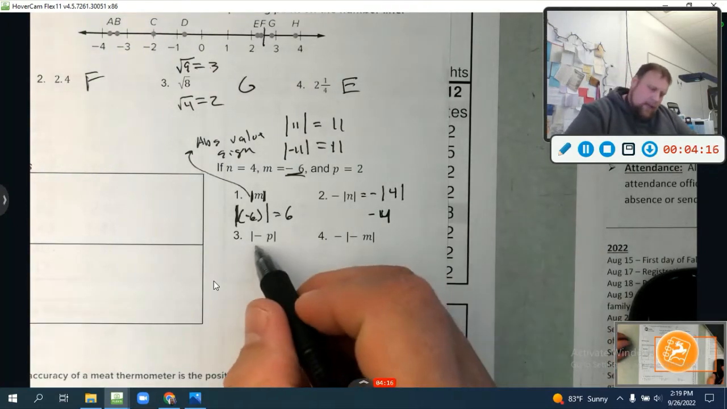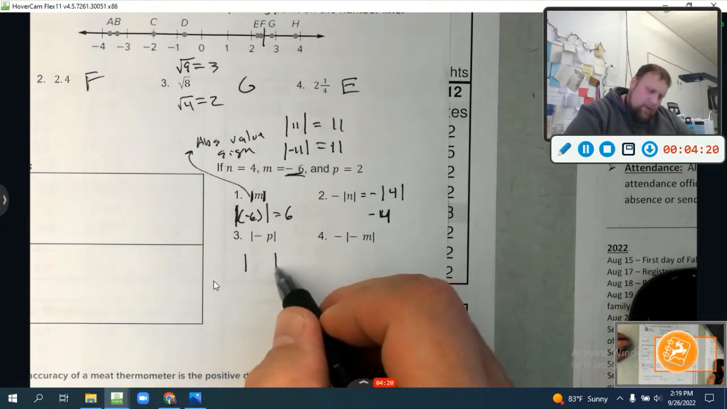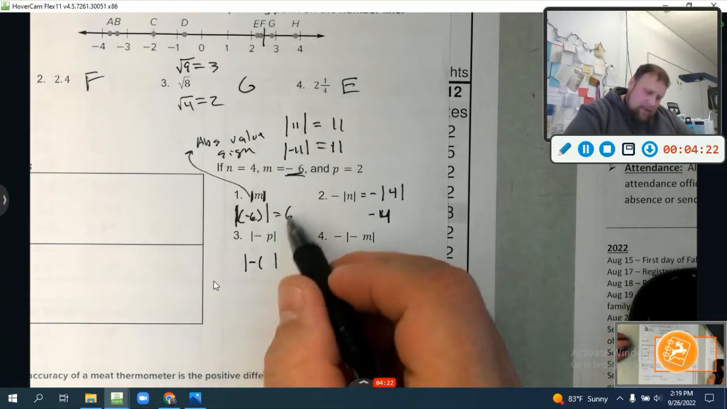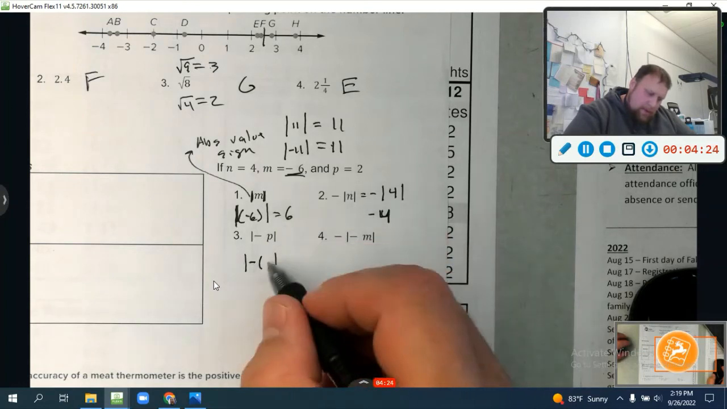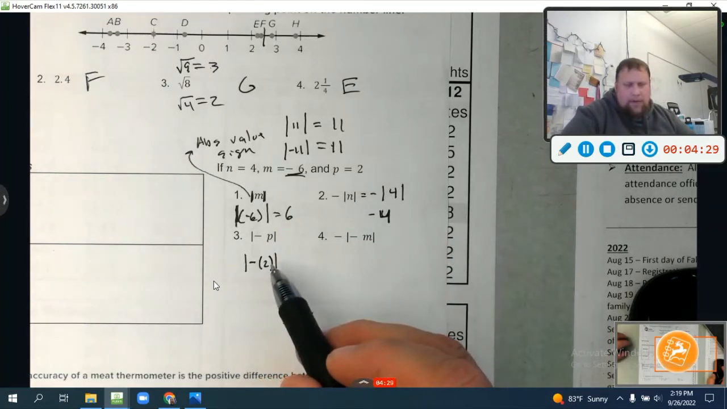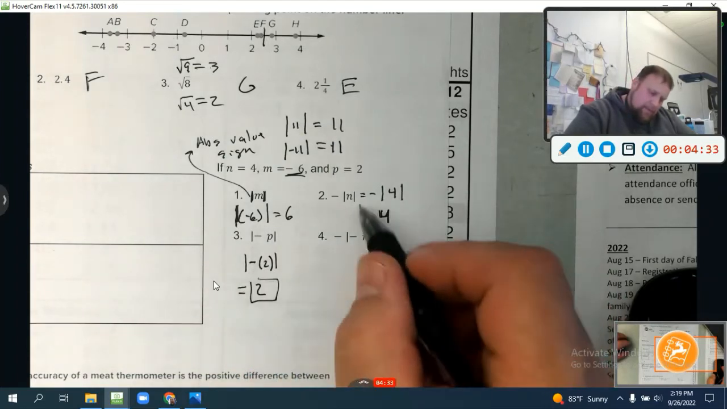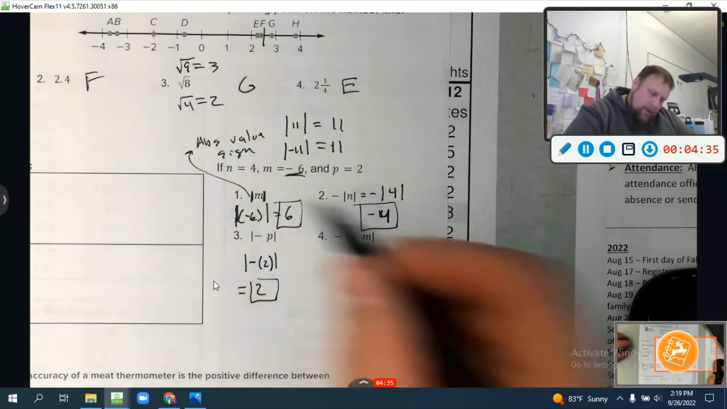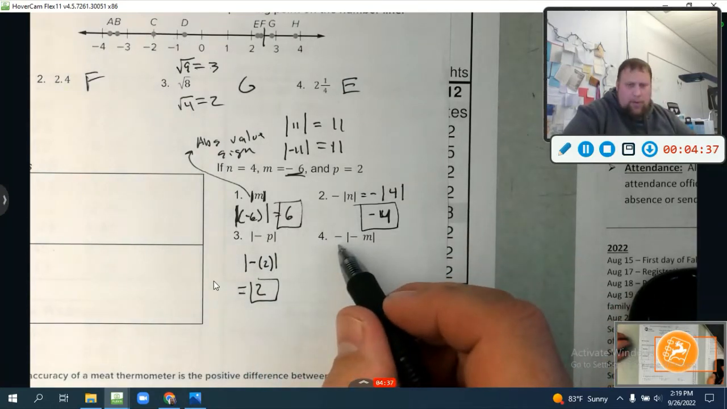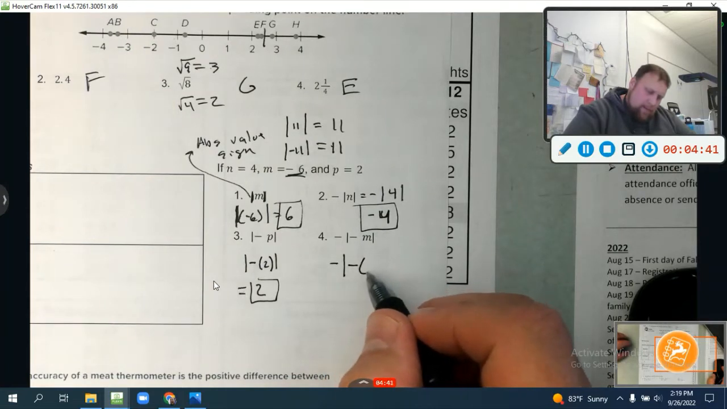Again, let's look at it on the inside, see how it differs. So I'm going to have the absolute value of negative p, where my p-value is 2, which is really just the absolute value of -2. What's the absolute value of -2? It equals 2. It's a positive 2. And now let's try one with both. So we have negative absolute value of negative, and in parentheses our m is -6.